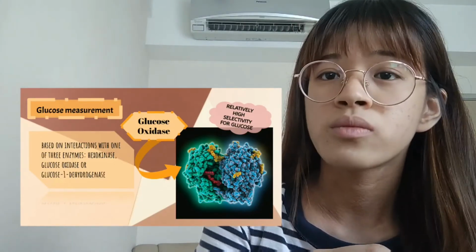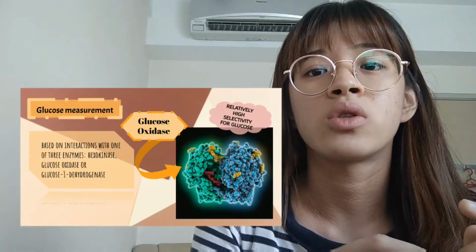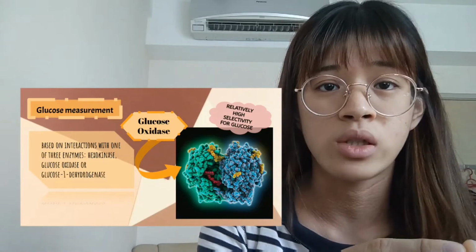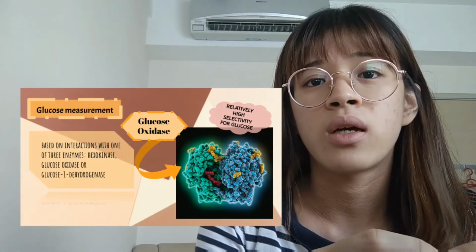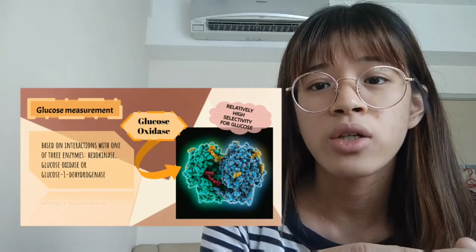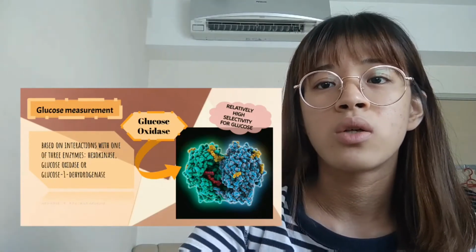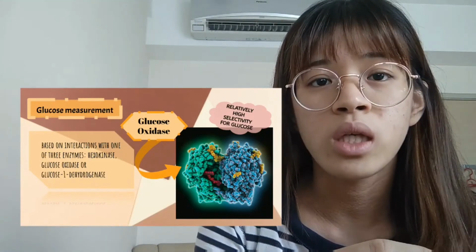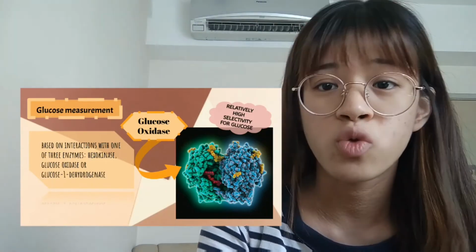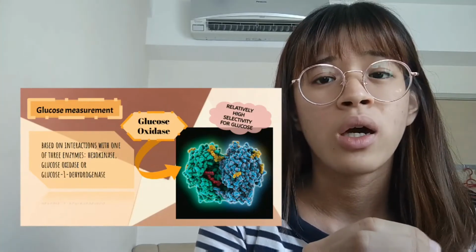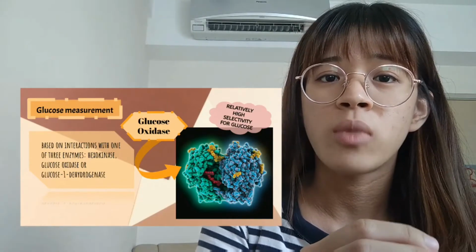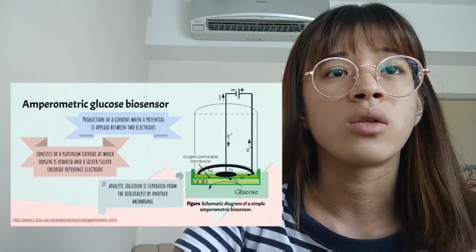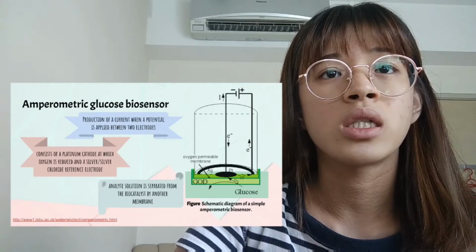So from what they observe, glucose oxidase is the standard enzyme more suitable for these biosensors because it has relatively higher selectivity for glucose. And also glucose oxidase is easy to obtain and cheap, and can withstand a greater extreme of pH, ionic strength, and temperature than many other enzymes.